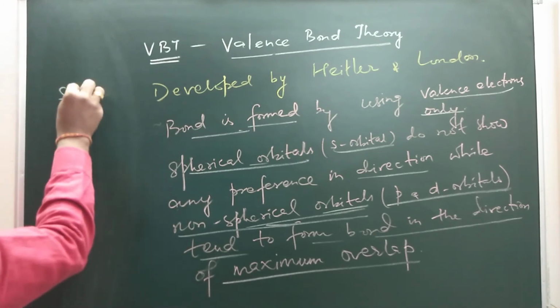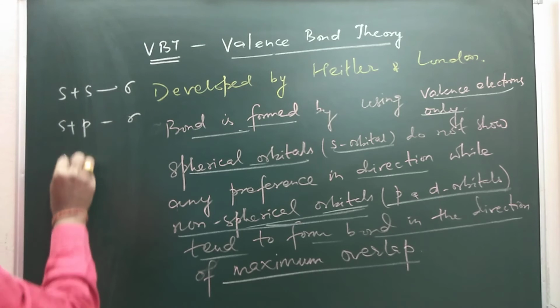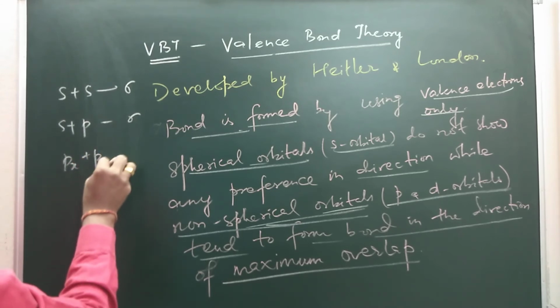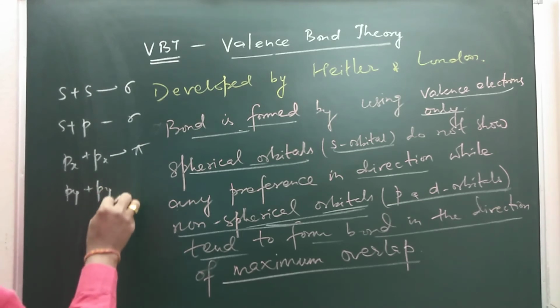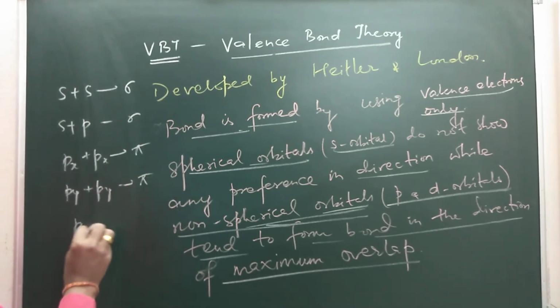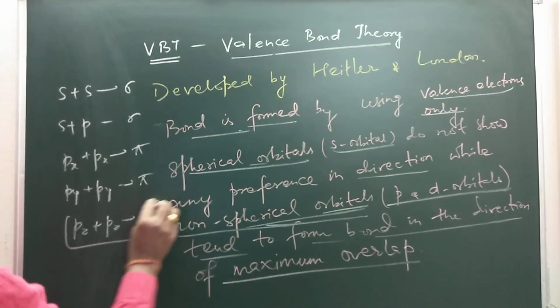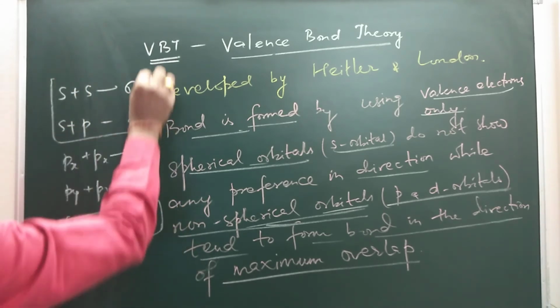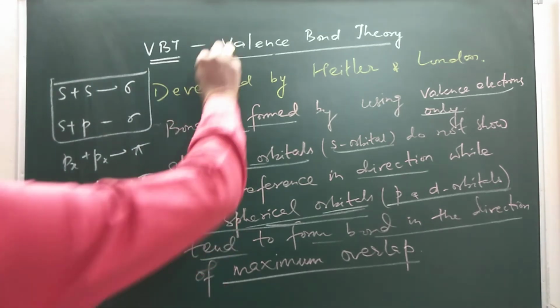s-s overlap will give a sigma bond, s-p overlap will give a sigma bond, but px overlap will not give sigma, it will give pi. py also will not give sigma, it will give pi. And pz will give a sigma bond, because the internuclear axis is the Z axis. So this is valence bond theory.